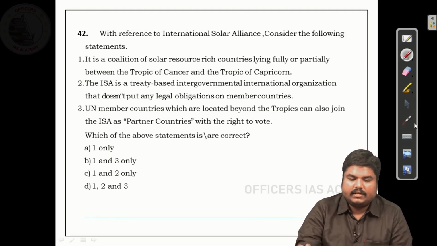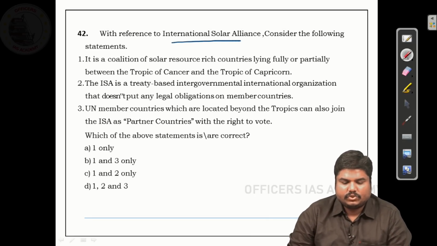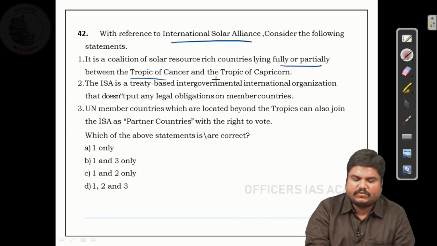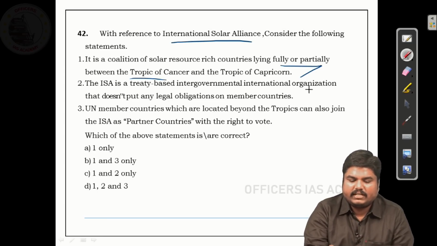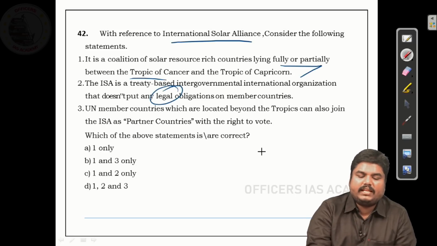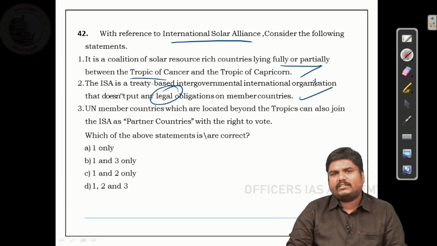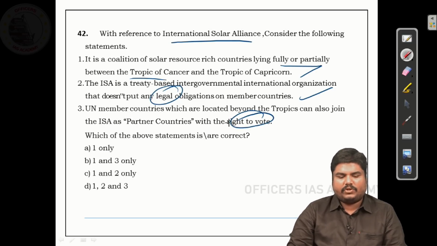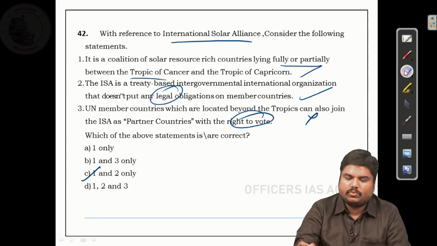42nd question. With respect to International Solar Alliance, countries lying fully or partially between the tropics can be members of the Solar Alliance, that is the correct statement. ISA is a treaty-based intergovernmental international organization. It does not put any legal obligation, that is also a correct statement. It is mostly voluntary, based on a cooperative matter. On a voluntary basis they try to come up with some solutions, and you don't have the concept of right to vote. Statement 3 is wrong, 1 and 2 are correct. So the answer is going to be C, 1 and 2 only.